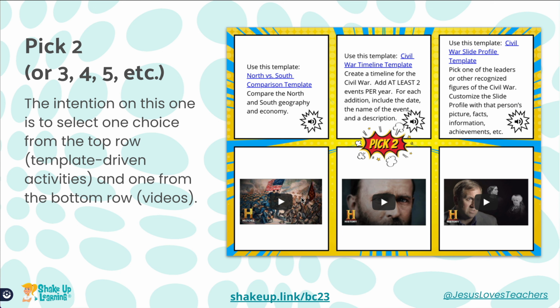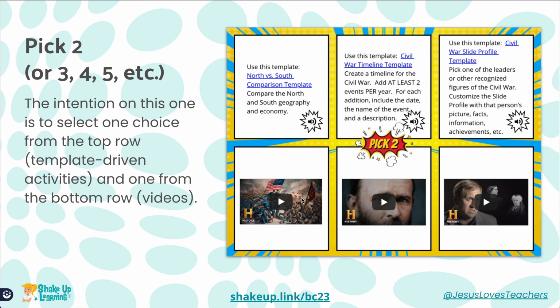Okay, this next one, which I titled Pick 2, but it could be Pick 3, Pick 4, Pick 5. You can name it however many choices you want to do, but I will get into some tips later. So this one happens to be Pick 2. And the intention on this one is to pick one from the top row and one from the bottom row. The top, all of those links are back to Google templates where they are going to go complete some kind of project. The bottom row, they're all videos.